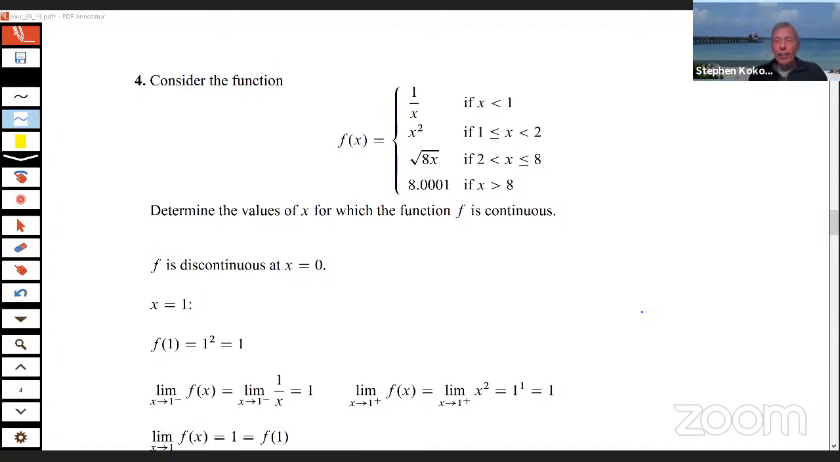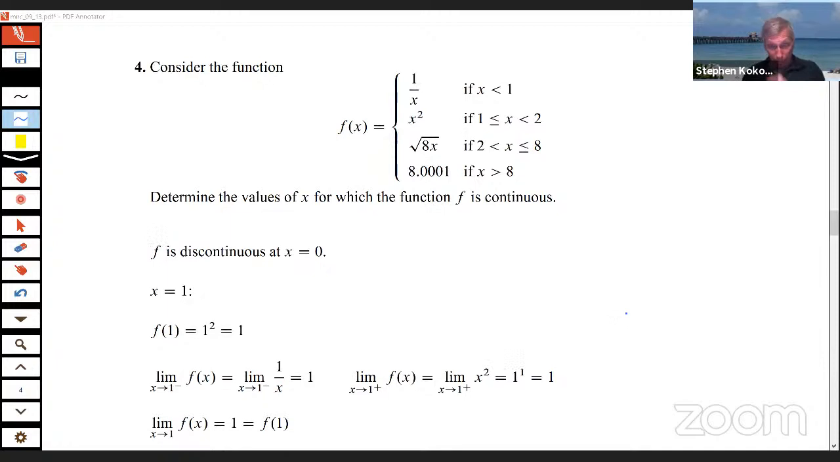This is a great question, too. It says, determine the values for x for which this function is continuous. There's a lot of cool things going on here. Let me see if I can get through this one because I have a couple of others that I'd really like to look at. So I'm going to scribble off to the side here.